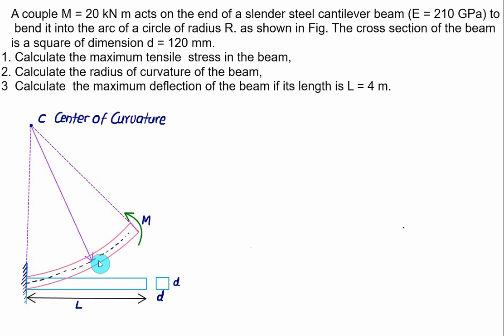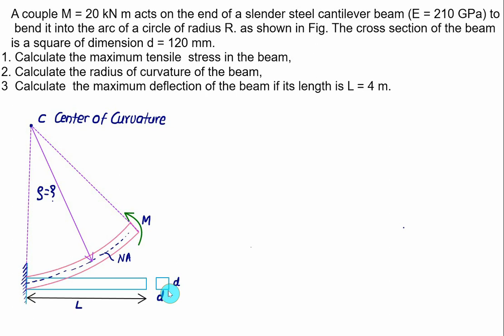And we have to show a dotted line. This dotted line represents the neutral axis, and if you measure the distance of the neutral axis from the center of curvature, then we find the value of the radius of curvature rho. That is the second part.